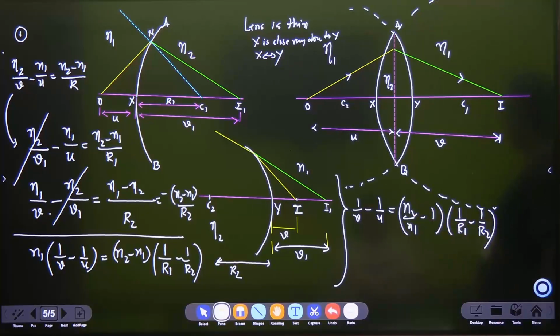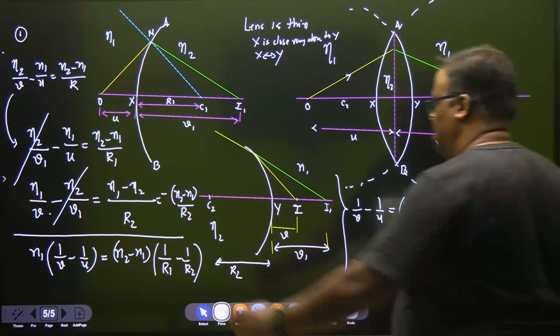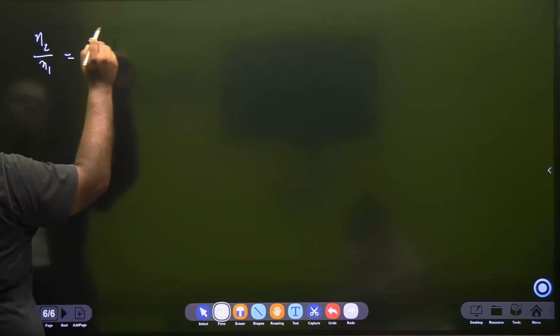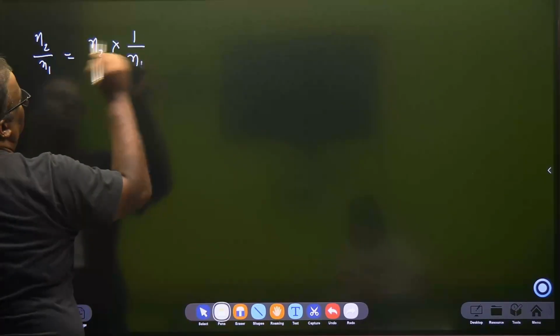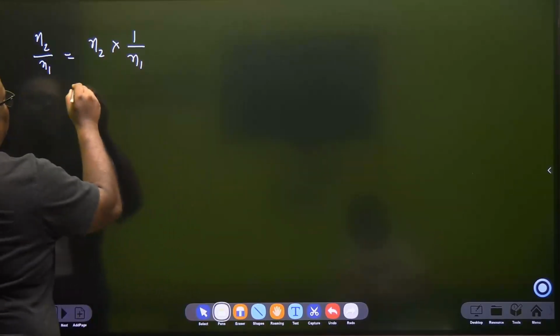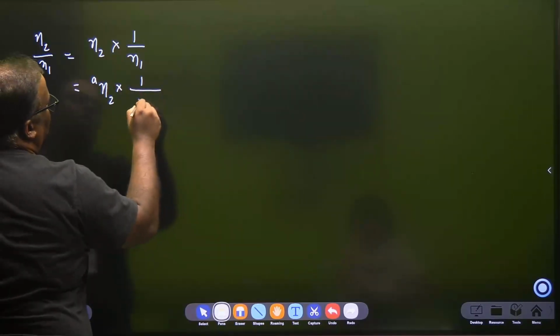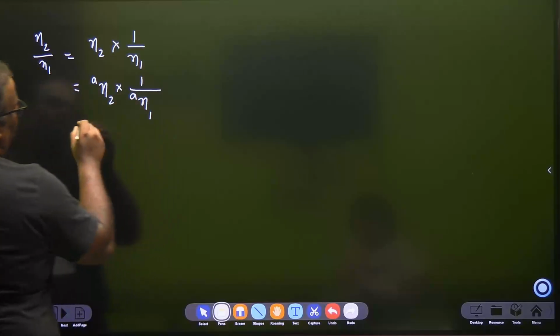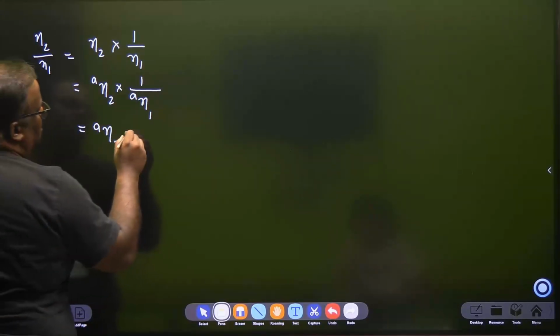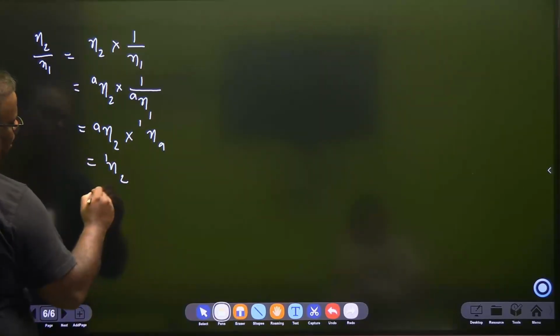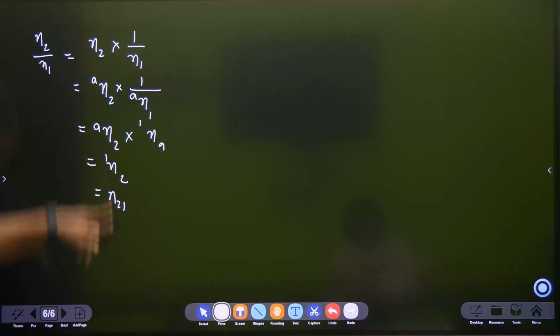What is eta 2 by eta 1? Let's just see. Eta 2 by eta 1 is equal to eta 2 into 1 by eta 1. Right? How can you write this? Eta 2 can be written as 2 with respect to air, into 1 by eta 1 with respect to air. This can be written as this into eta air with respect to 1. This is the same as eta 2 with respect to 1. Right, eta 2 by eta 1 is eta 2 with respect to 1.